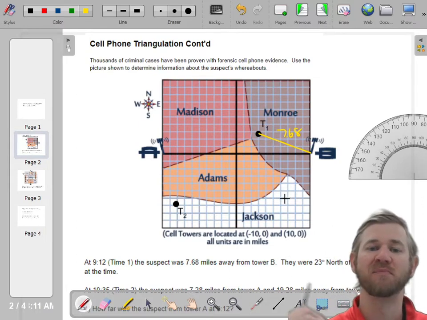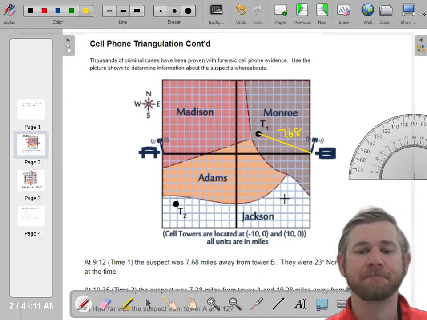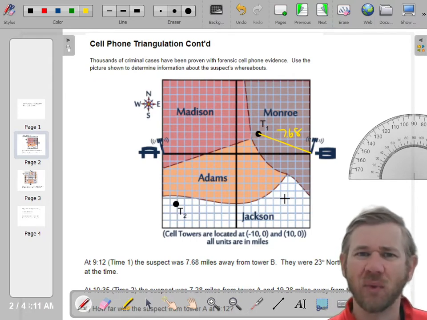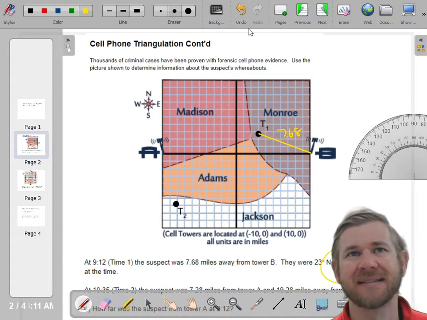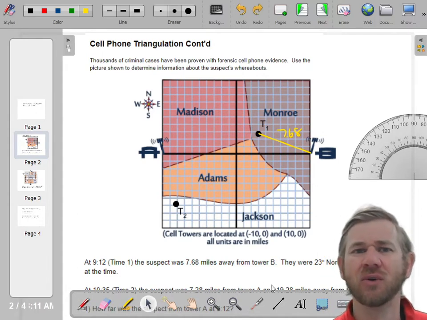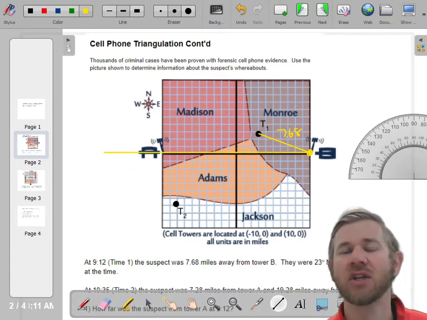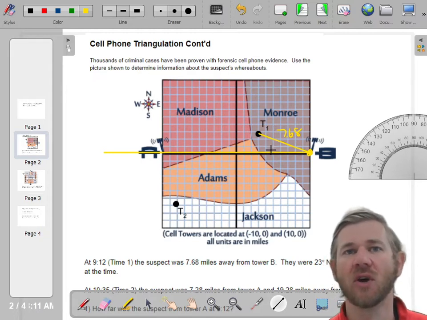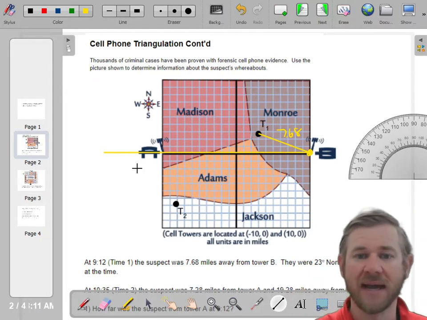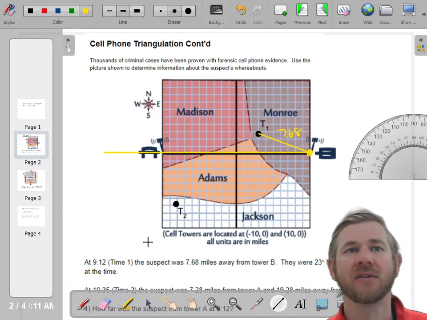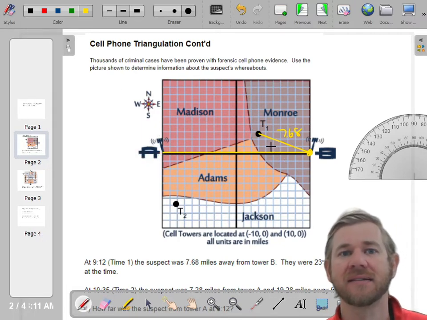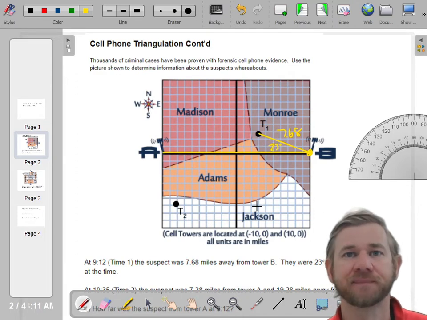Now, these bearing directions are kind of tricky. When it says north of west, what that means is you need to stand here at Tower B and look west. Then, from looking west, you're going to go up. So the angle they are talking about is the one formed with this line. This angle is 23 degrees.